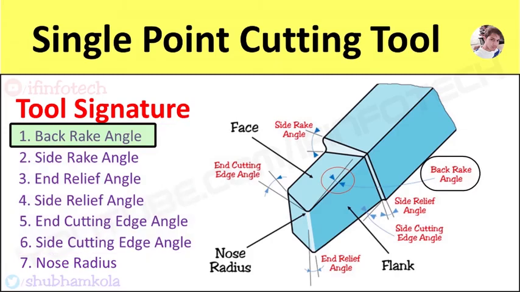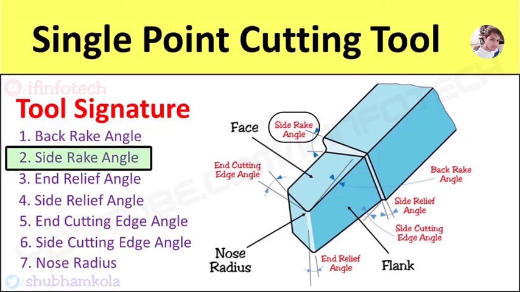In that, first one is back rake angle. This angle is between face of single point cutting tool and line parallel with base of tool measured in perpendicular plane through side cutting edge. Here, if slope face is downward towards nose, it is negative back rake angle, and if slope face is upward towards nose, it is positive back rake angle. Back rake angle helps in removing chip away from workpiece.